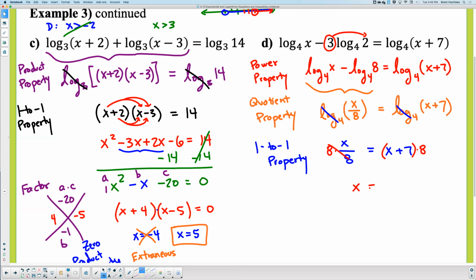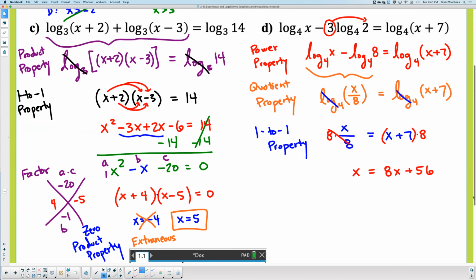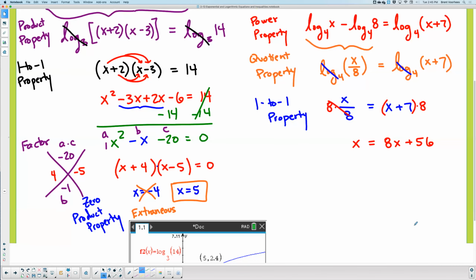So I have x equals, let's distribute here. 8 times x is 8x. 8 times 7 is 56. Let's combine some like terms. I'll subtract the 8x across. x minus 8x is, no, it's a positive 1 minus 8, is negative 7x equals 56. And last step, divide by negative 7. We'll divide by negative 7.